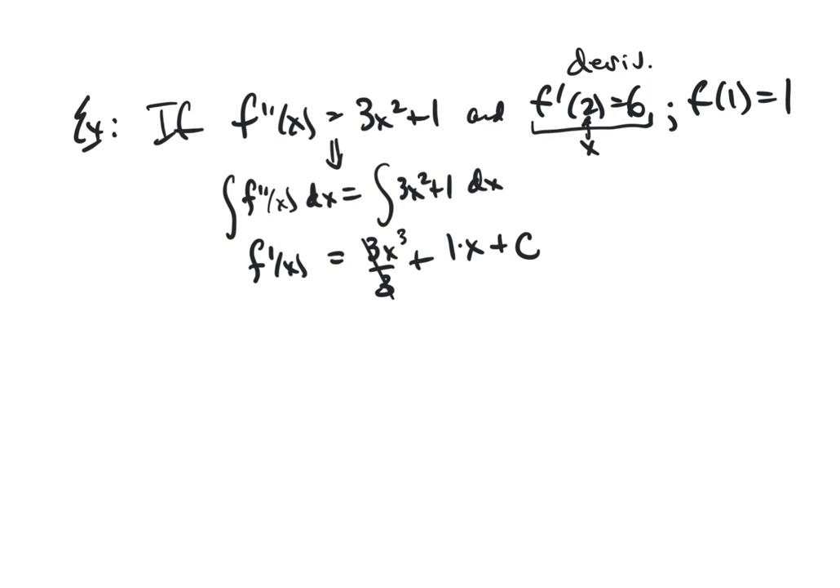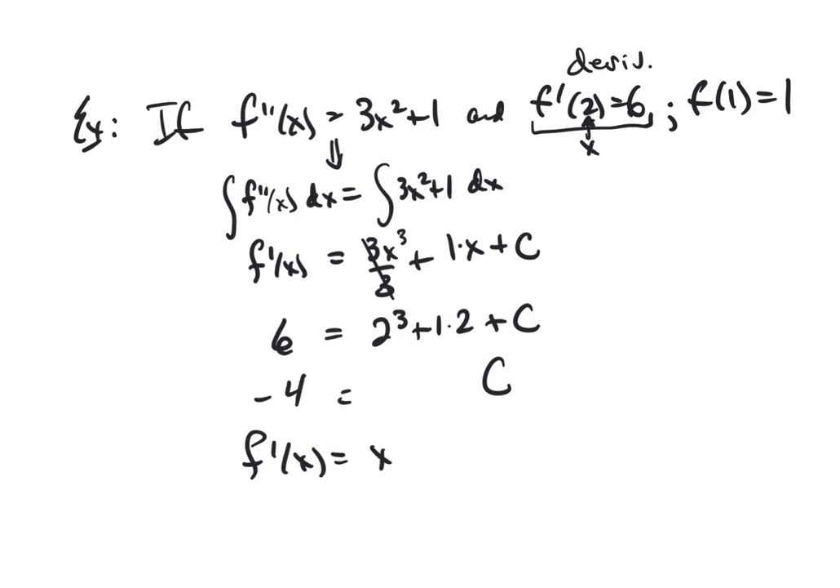So we're going to replace x with 2, and we're going to replace the derivative with 6. So here we go, derivative with 6, and x with 2, so that'd be 2 to the third plus 1 times 2. When we add those together and move them to the other side, 2 to the third is 8, 1 times 2 is 2, 8 plus 2 is 10, and 6 minus 10 is negative 4. Therefore, our first derivative would be x to the third plus 1x minus 4.